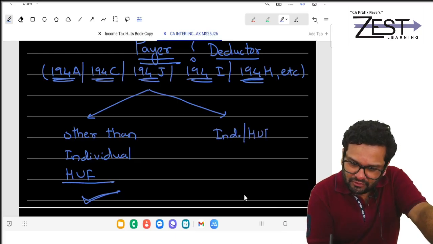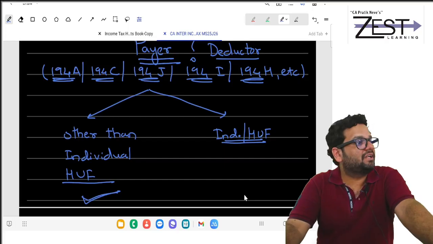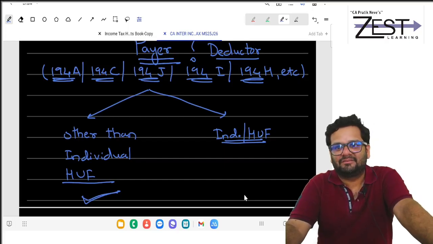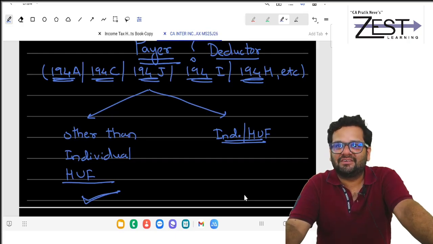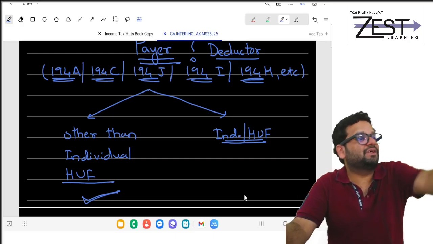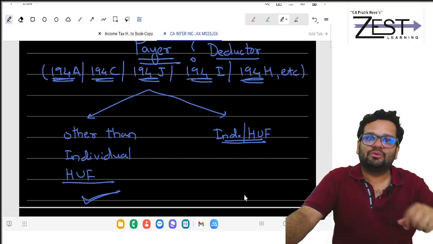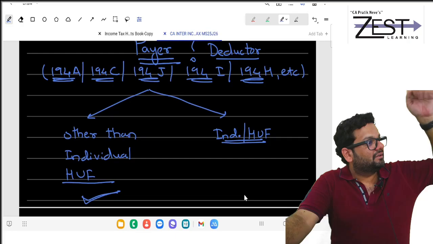Individual, HUF, some soft corner. Otherwise, friends, no individual will start a business now. If you ask an individual to do TDS, he will say, will I comply or will I do business? So TDS compliance is difficult. Instead of paying you 6,000, I have to pay you 5,400 and pay the government 600.